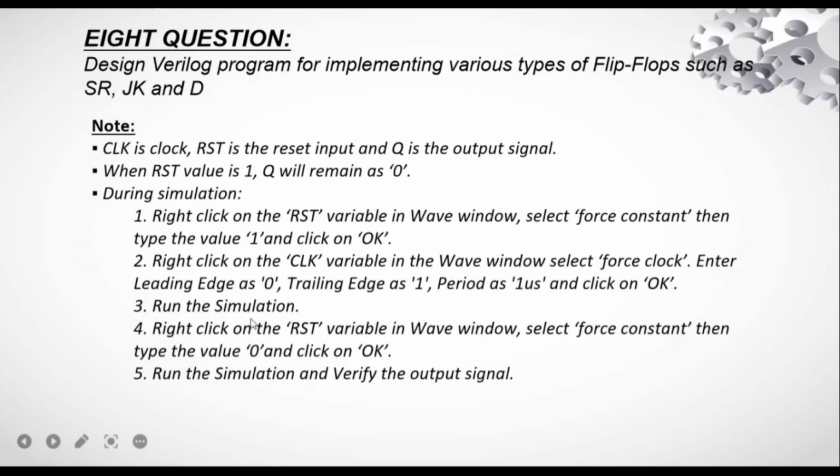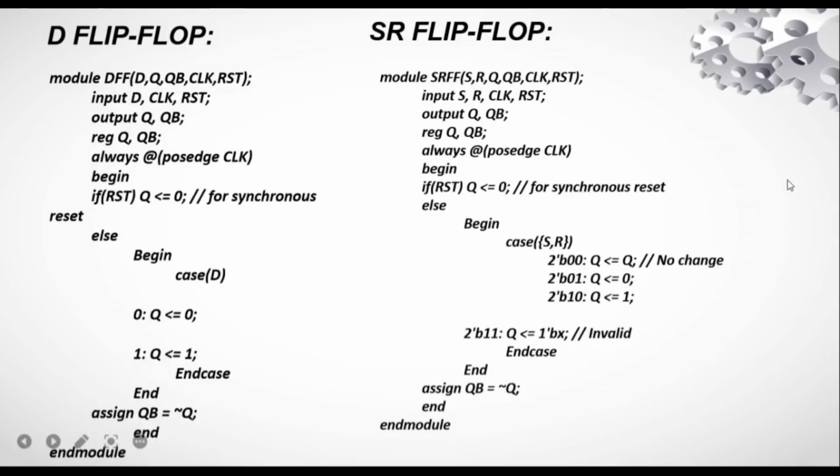And then we run the simulation. Right click on the reset variable and in the wave window select force constant and then type the value 0 and then click on OK. And then lastly we run the simulation and verify the output signal.